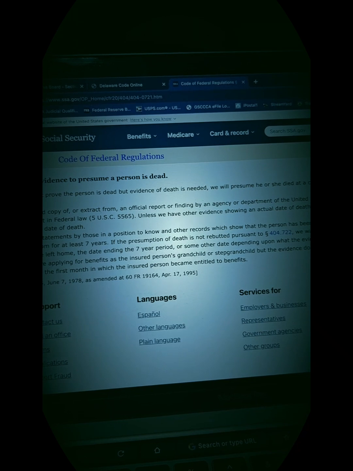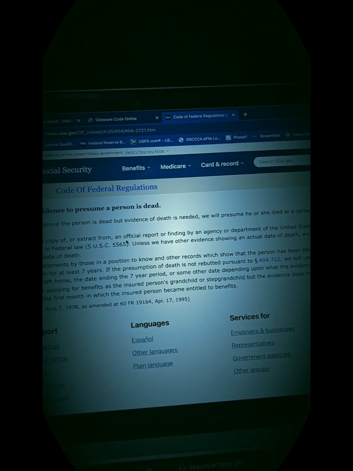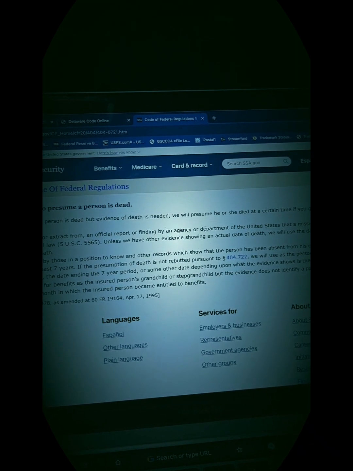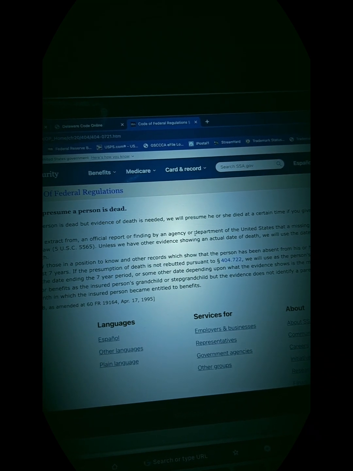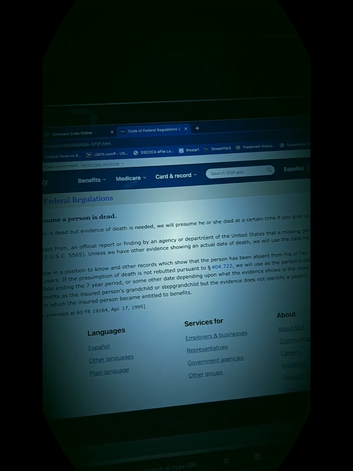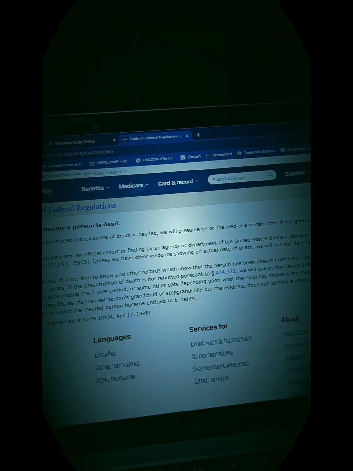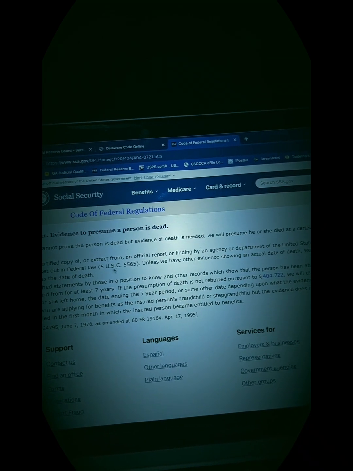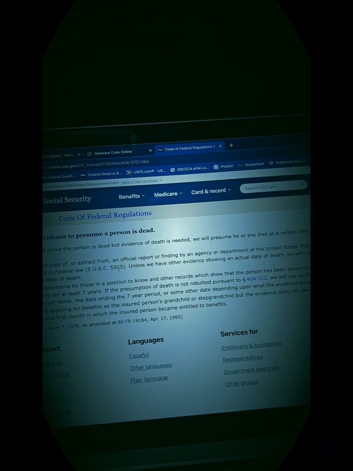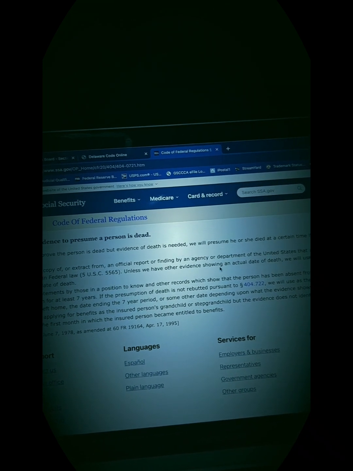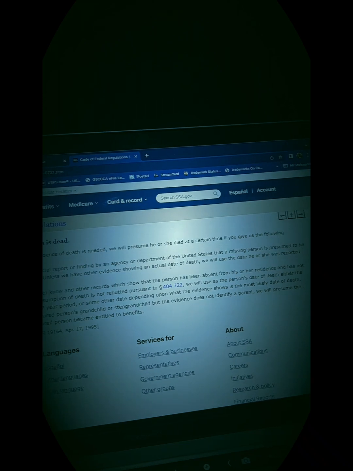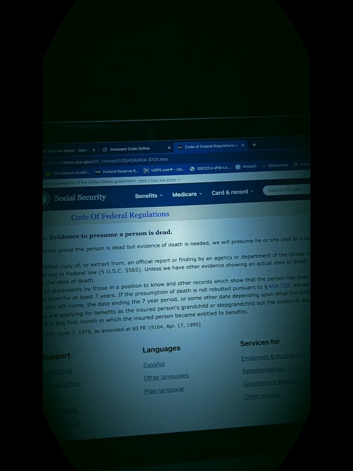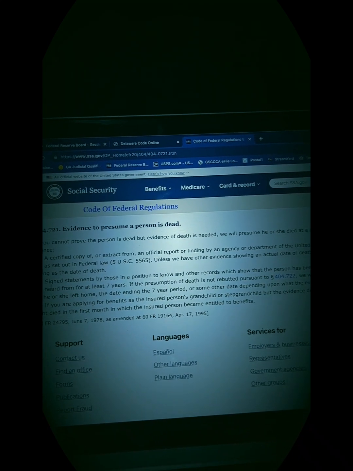A copy of a certified copy or extract from an official report or finding by an agency or department of the United States that the person is missing is presumed to be dead as set forth in federal law, 5 USC 5565. Unless we have other evidence showing an actual death, a date of death, we will use the date he or she was reported missing as the date of death. Say signed. Let me go by this.